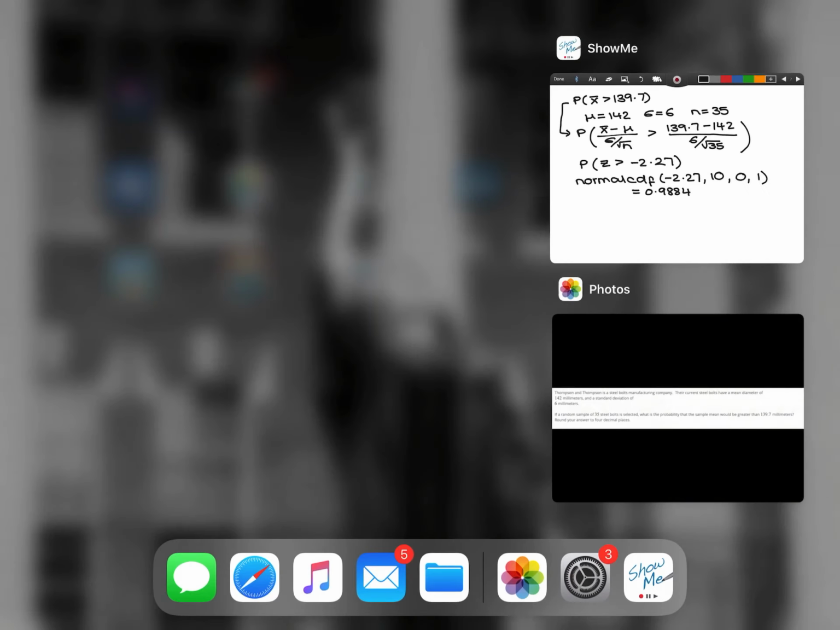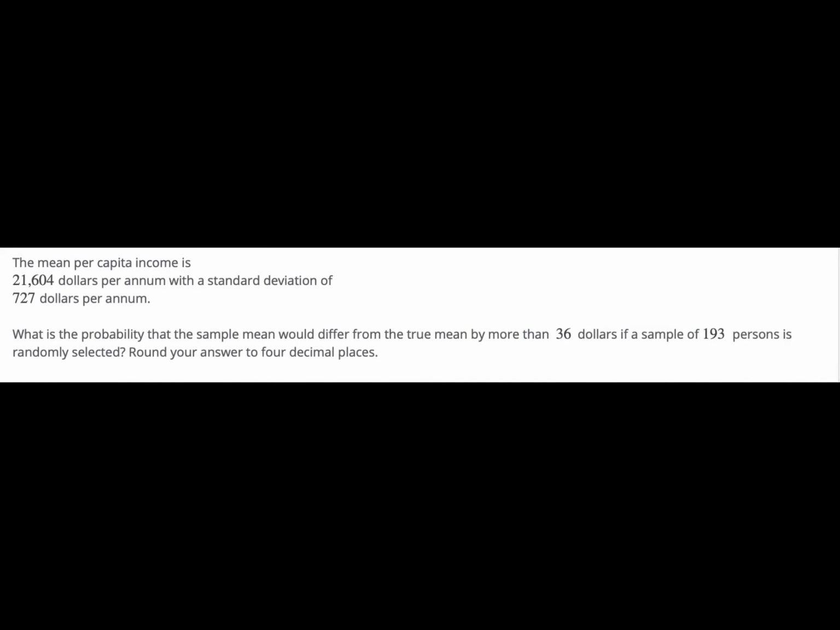Okay. Now, the other one that we have, the other example, is slightly different. And it looks like this. This time you've got a mean per capita income of $21,604 with a standard deviation of 727. What is the probability that the sample mean would differ from the true mean by more than $36 if a sample of 193 people is randomly selected?